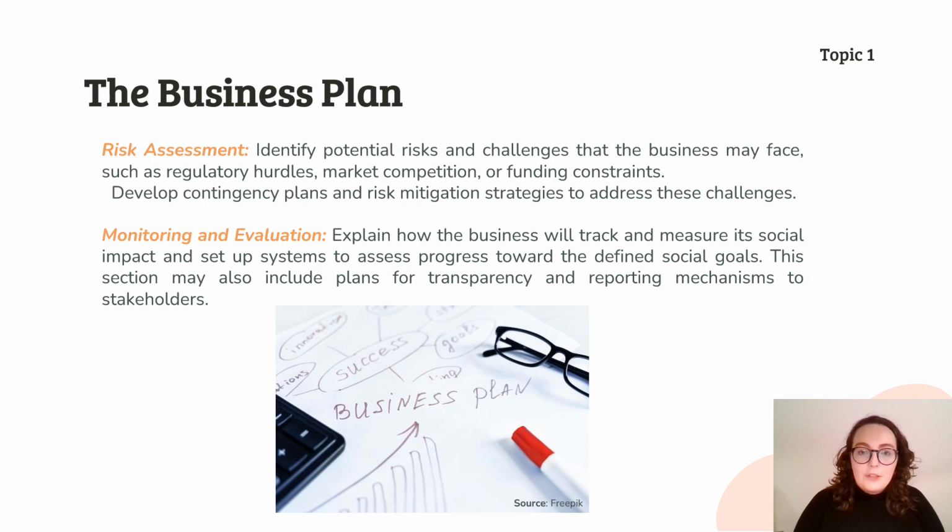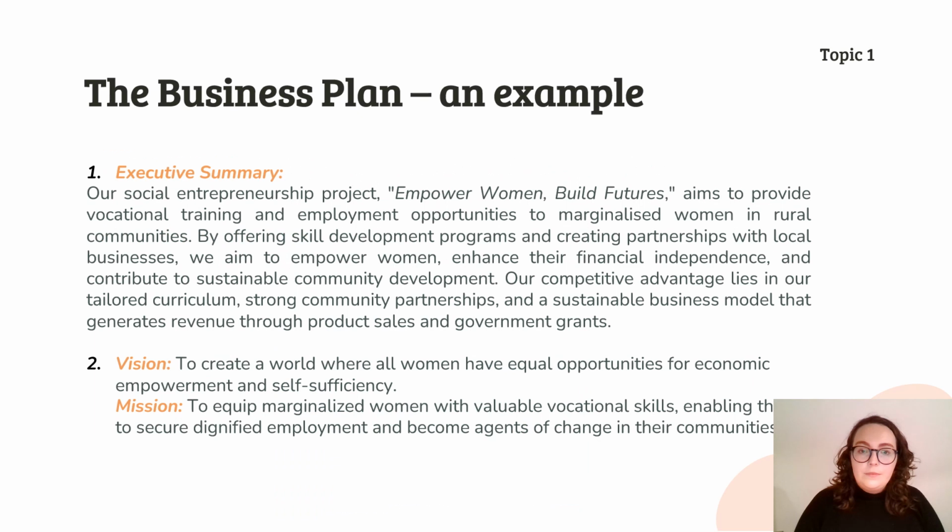Next is monitoring and evaluation, which explains how the business will track and measure its social impact and sets up systems to assess progress towards the defined social goals. This section may also include plans for transparency and reporting mechanisms to stakeholders. Now we will take a look at a sample business plan.